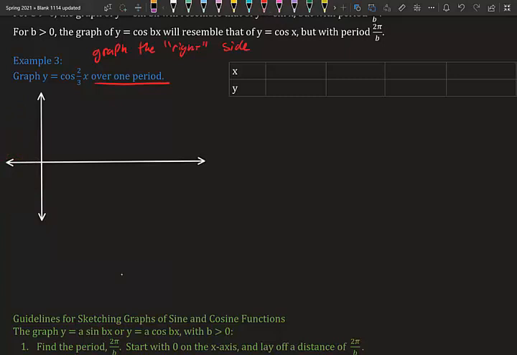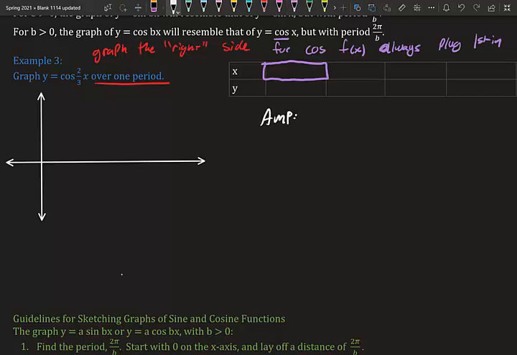We treat cosine and sine functions exactly the same when we're graphing it. We just need to find our period, our amplitude, and our x and y's. That's it. For cosine functions, you're always going to plug the first one into the calculator. Alright, let's find our amplitude and period. So the amplitude is going to be the easiest one. Our amplitude, since there's nothing in front of cosine, is just 1.